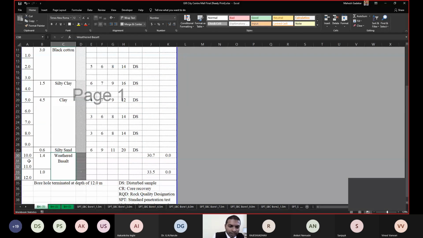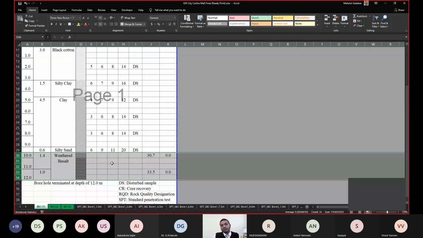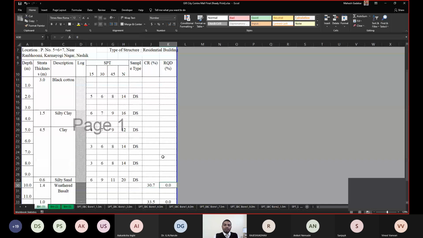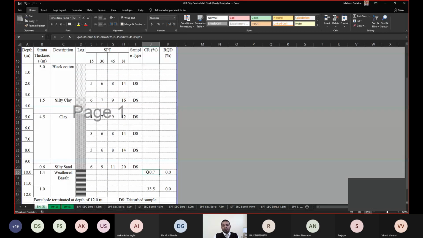Okay, so core recovery is generally how much core you have recovered from the site, while RQD is typically the ratio for the cores which have a size higher than 10 centimeters. So only those are taken into consideration. I have one of the cores with me for you.